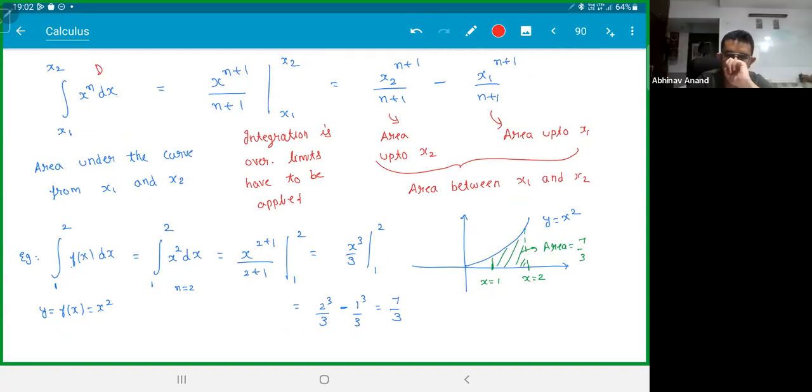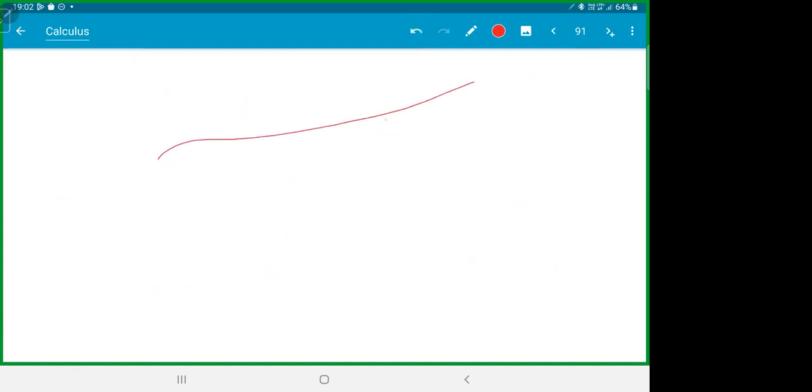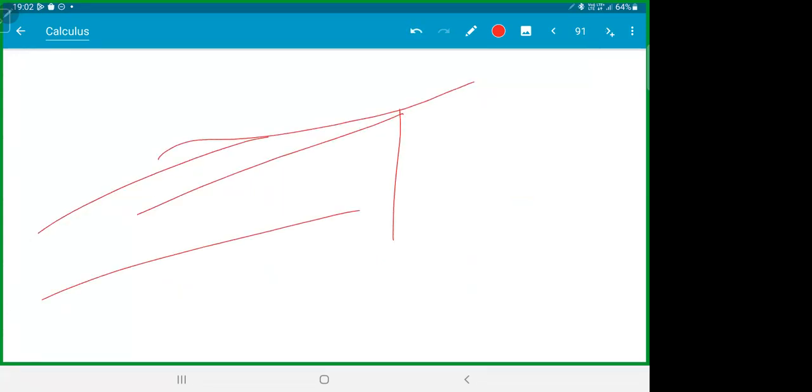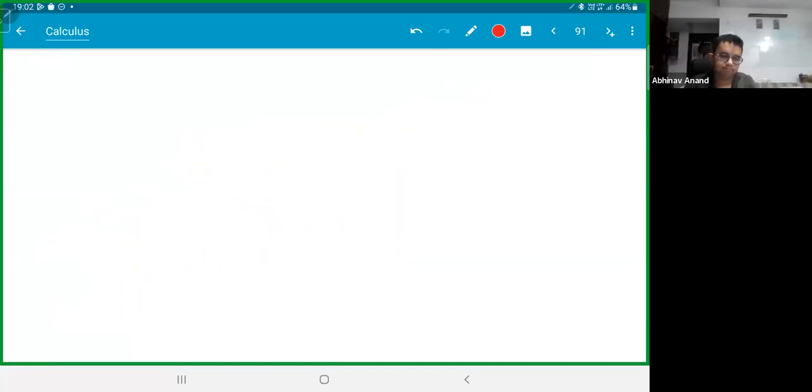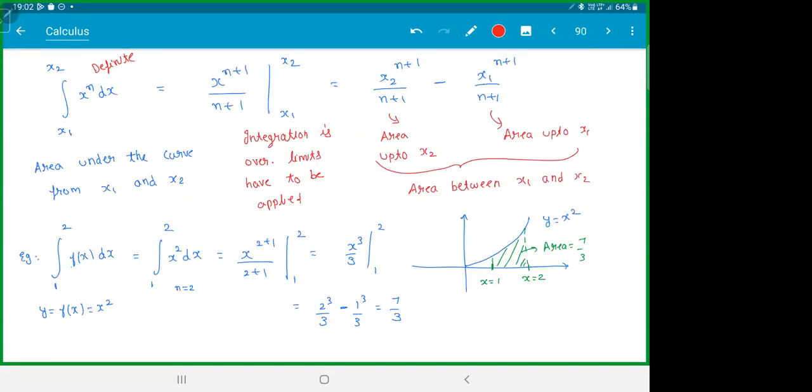So, can you explain what you mean by area up to x1? You didn't give me the limits, but you have a curve here. So up to this point, all this area is area up to x2. Up to here, all this area is area up to x1. If you want between them, subtract them, right? This is called definite integration. Please check.